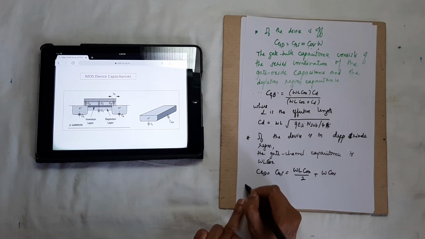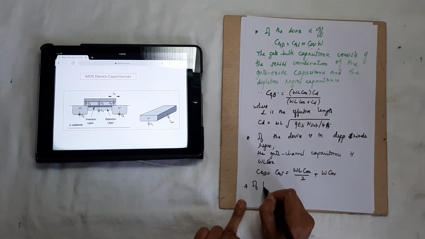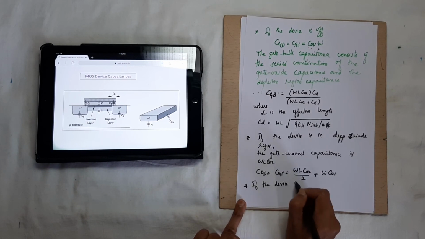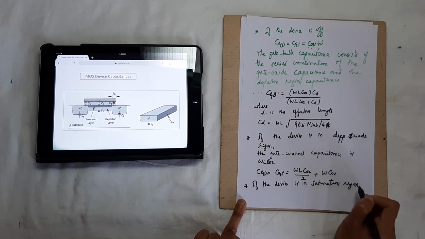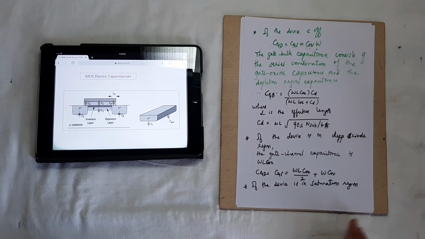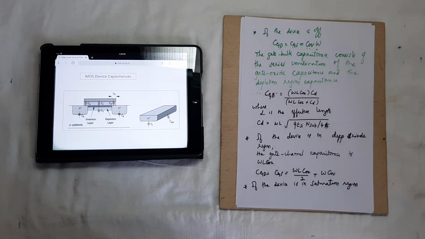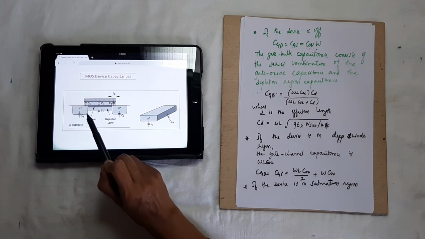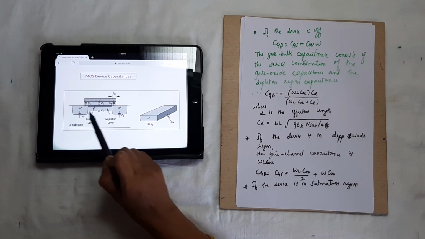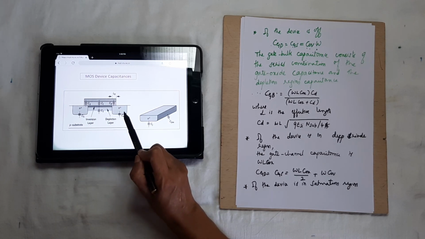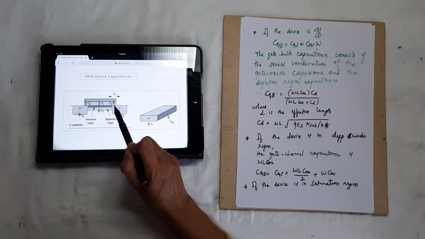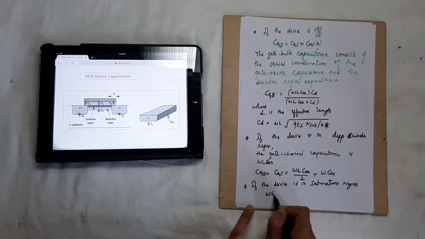Next, if the device is in saturation region, a MOSFET exhibits drain gate capacitance of roughly W into COV. Why is it only W into COV? Because in the saturation region, there is no continuous channel present between the source and the drain. There is a pinch off of the channel taking place. Therefore, if you consider the drain, it is only the overlap capacitance, and that is represented as W into COV.